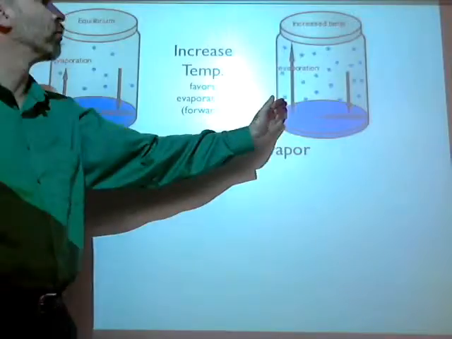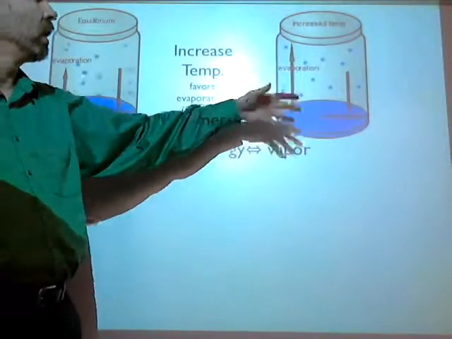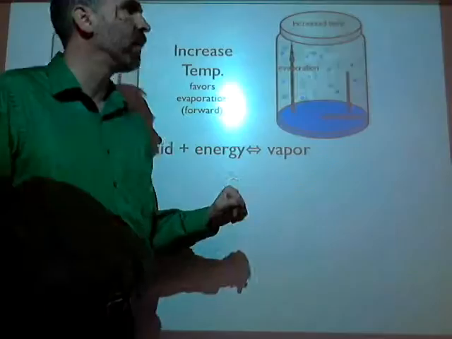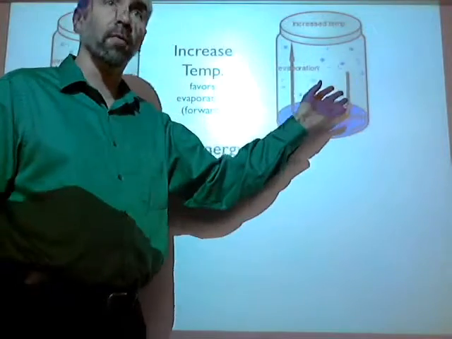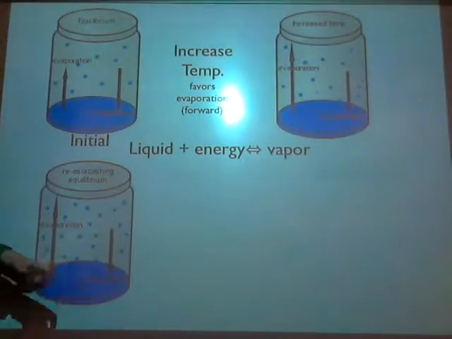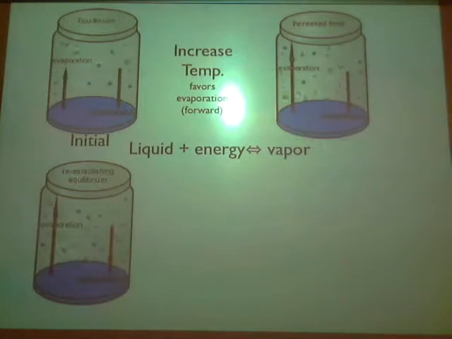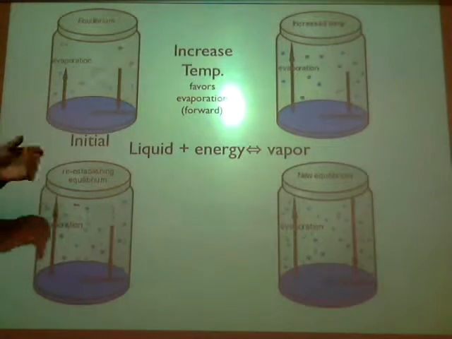So I show that with a larger arrow. And I also show, as you can see, there are more water molecules in the vapor phase now. Because there are more in the vapor phase, what's going to happen? There's a greater chance of them banging into the surface of the liquid and condensing. So the rate of condensation starts creeping up. Eventually, the two rates will be equal.